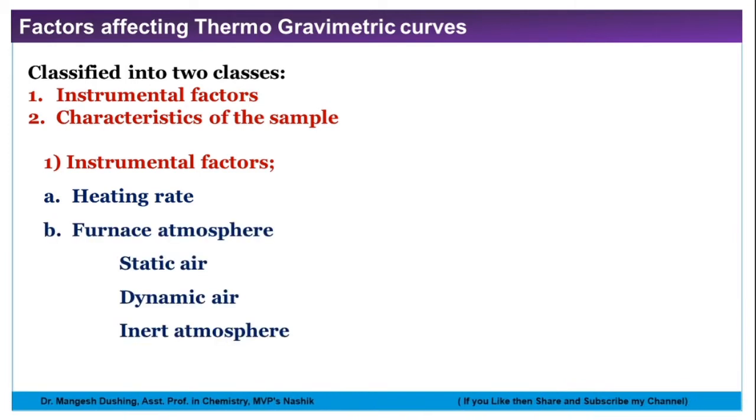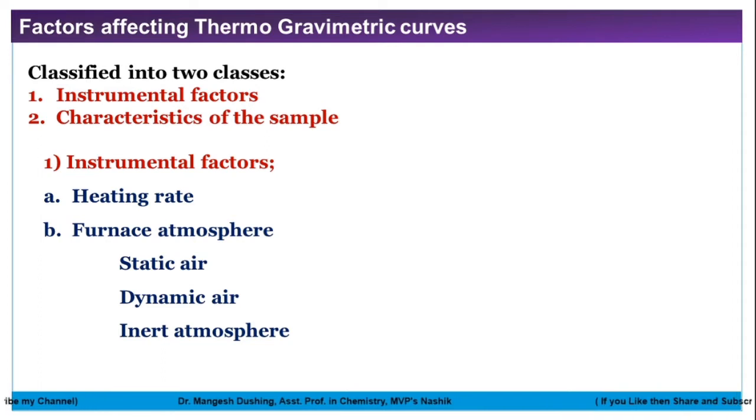The second factor is the furnace atmosphere. The atmosphere in the furnace also affects the nature of the thermogravimetric curve. For example, the decomposition of calcium carbonate takes place at a higher temperature when the furnace atmosphere is of CO2 gas, that is carbon dioxide gas, than when it is of nitrogen gas. The furnace atmosphere is kept according to the nature of the sample.